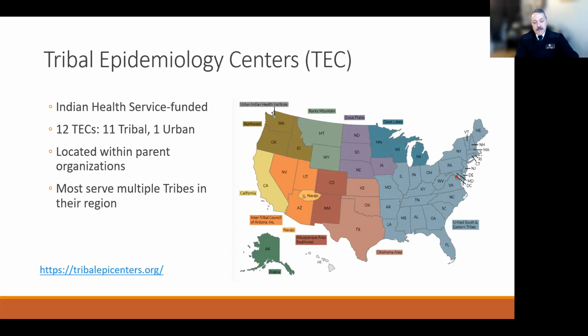While all TECs serve a common mission, governance of each of the tribal epidemiology centers and their parent organizations is unique and is guided by the tribes they serve. Most TECs serve multiple tribes in their region. For example, the Northwest Tribal Epidemiology Center is housed under the Northwest Portland Area Indian Health Board. The membership of the board is made up of representatives from all 43 federally recognized tribes in the 3 states we serve in Idaho, Oregon, and Washington. One exception is the Navajo Epidemiology Center, which is located within the Navajo Department of Health and serves only the Navajo Nation. There's a website link here at the bottom of the slide where you can learn more about the TECs and the TECs work.